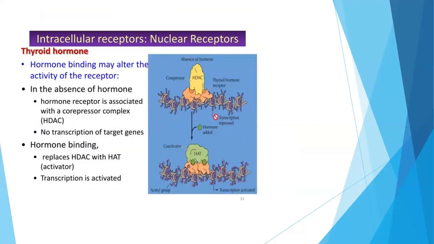Thyroid hormone: the hormone binding may alter the activity of the receptor. In the absence of hormone, the receptor is associated with a corepressor complex and there is no transcription of target genes. But whenever there is hormone binding, it replaces the corepressor complex and then the transcription is activated.